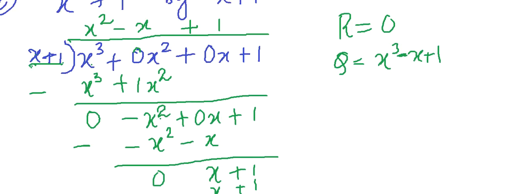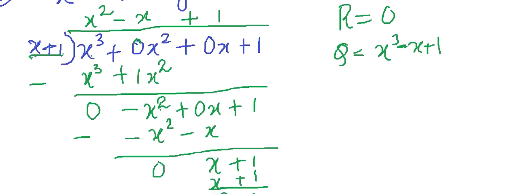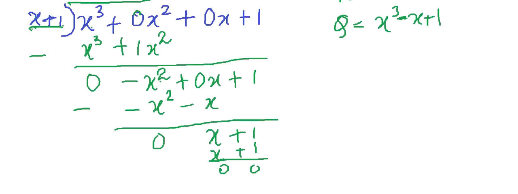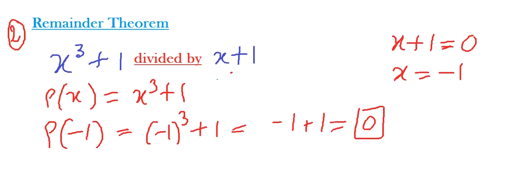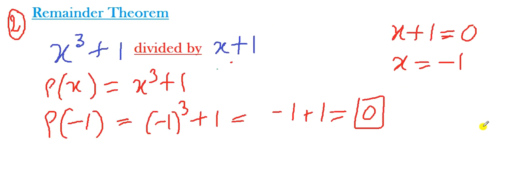This was the long division of the same thing, same question, and we got remainder 0. So basically the factor theorem is an extension of the remainder theorem's result. If the remainder is 0, then it is a factor. If not, it's not a factor.